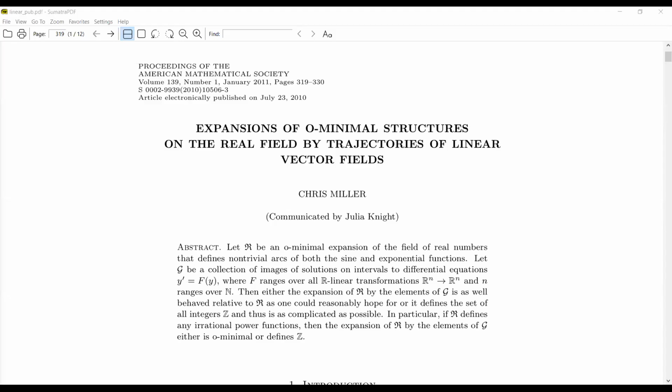So I will stop this and then, okay. Today, as long as we've got this share screen thing, a lot of what I'm going to start off with refers, the details appear in this paper. This is Proceedings of the AMS from about 10 years ago. It's got a long title, Expansions of O-minimal Structures on the Real Field by Trajectories of Linear Vector Fields. So at least the first half of today's talk, a lot of the details are in this paper.